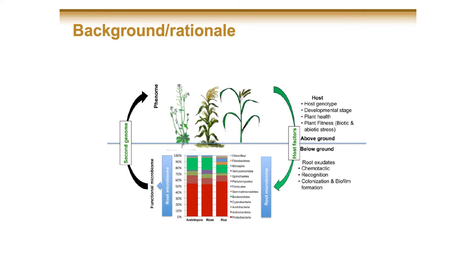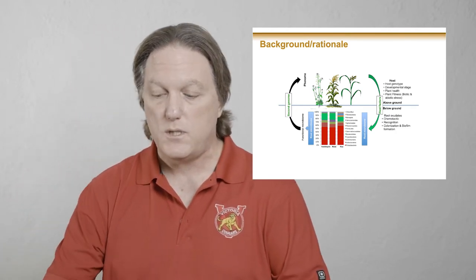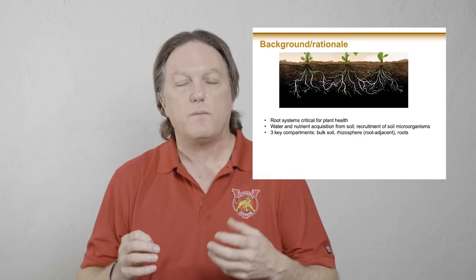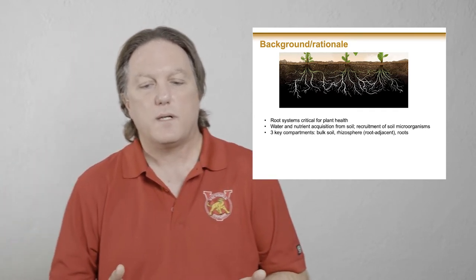And in complementarity to this, the host plant itself affects the composition of the bacterial, fungal, and other microbiota that associate with it by excreting things like compounds from its roots that will affect which microbial species actually associate with the plant. So we have to think of the plant in terms of its total genomic and genetic context, which includes the microbial species that associate with it. And of course, the current project is focused on the microbiota that's associated with the below ground or the soil microbiota. And we know that root systems are critical for plant health.